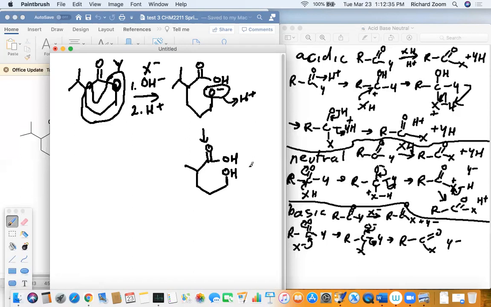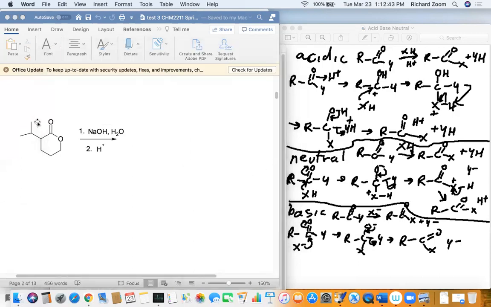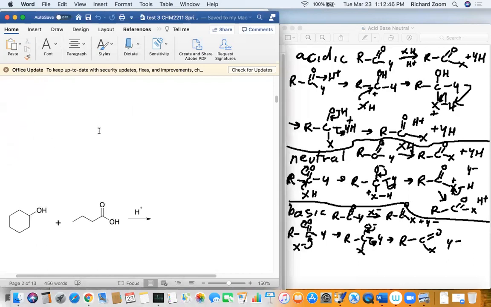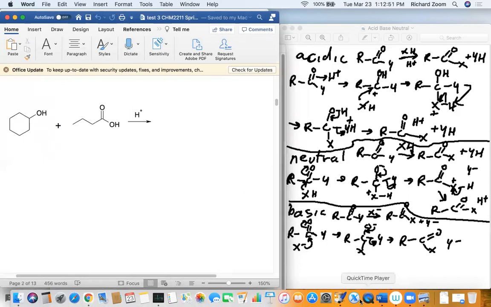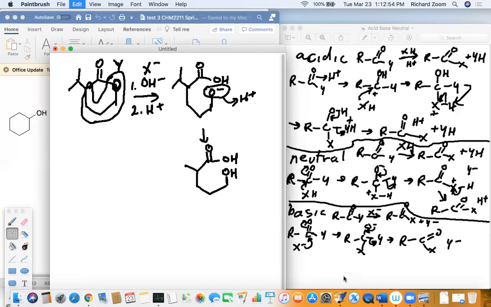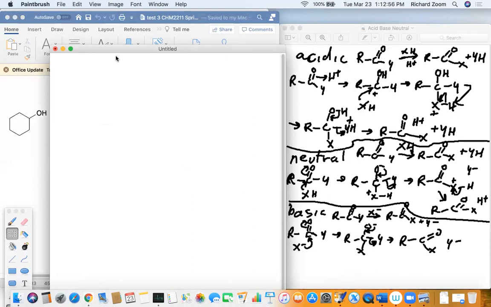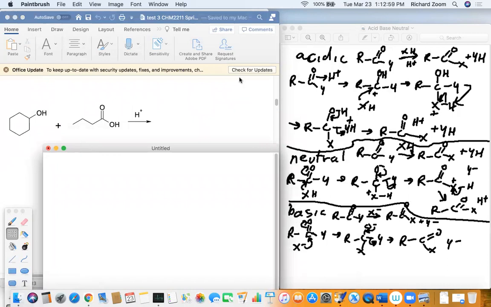I think you'll probably understand that better once you do a bit more of these. I guess what I'm just trying to do is show you that it is possible to get the products just by following that pattern, not necessarily doing the mechanisms. Let's do this one here. This is one very similar to the one we just did. So this is following the acidic mechanism because it's got the H plus on it.